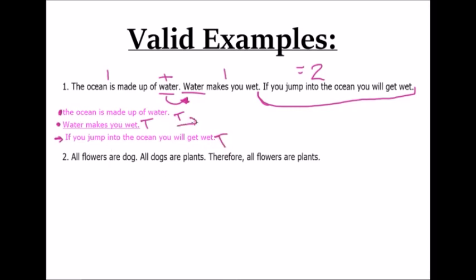These two added up to make this conclusion. Because you're saying something about the ocean right here, and you're talking about getting wet. Well, you know that the ocean is made up of water, and you need water to get wet. So you need the ocean to get wet. So pretty much, just get rid of water and you'll get it.